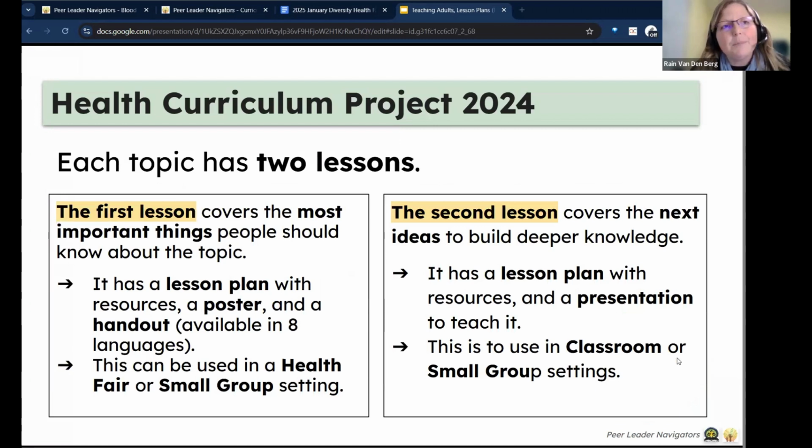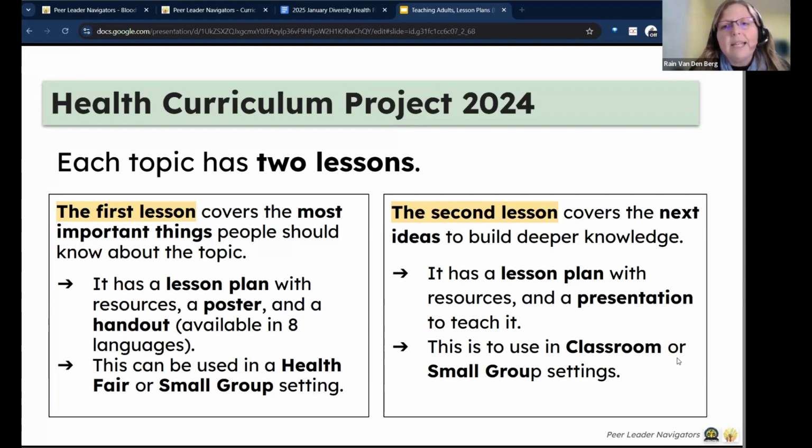So each topic is broken into 2 lessons. The first lesson covers the most important things that people should know about the topic. This is that really foundational, basic level. And it has a lesson plan with resources. There's a poster and a handout that's available in 8 languages. And this is really designed to be used at the health fair or in a small group setting.